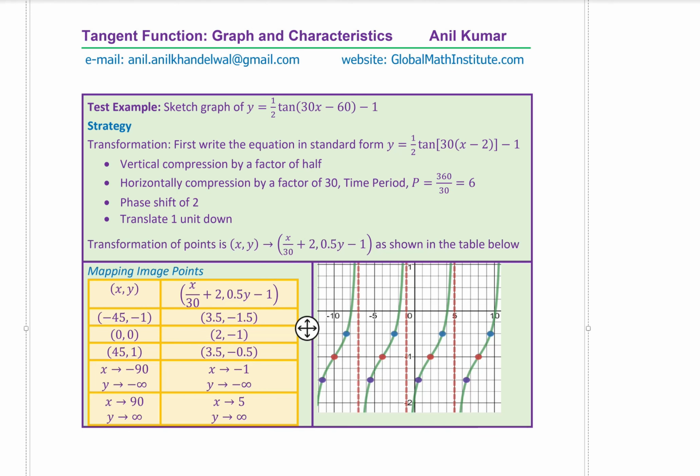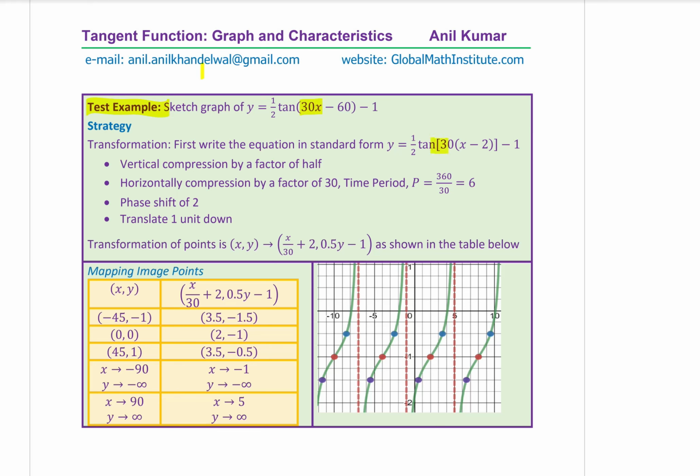I would like you to take this as your test example, okay? Read the question, answer, and then look into my suggestions. Sketch the graph of y equals half tan of 30x minus 60, minus 1. Now, what should be your strategy? Whenever you are given a function like this, the first step should be to factor 30, right? So rewrite this. That is the important thing, correct?